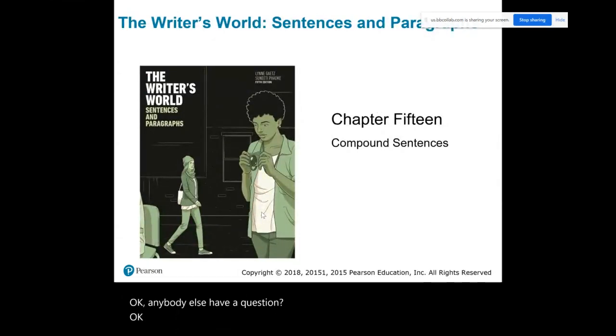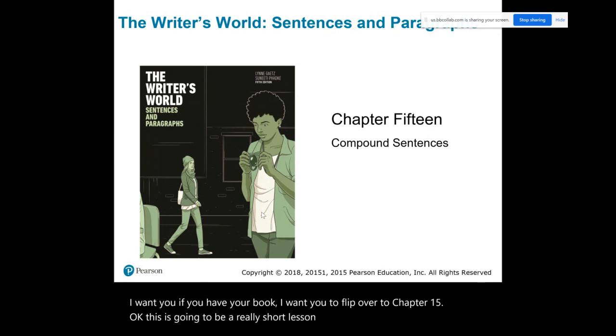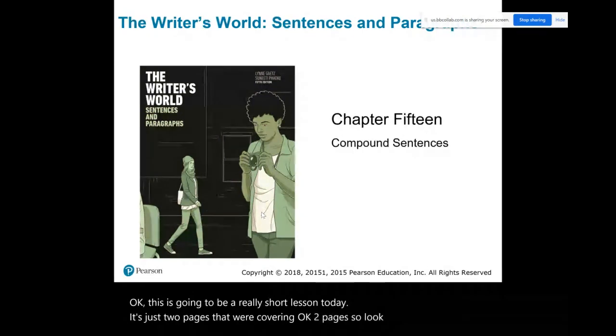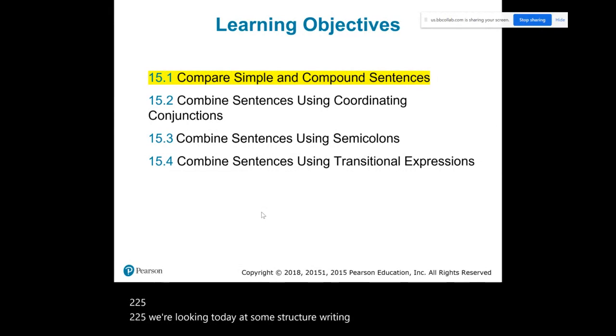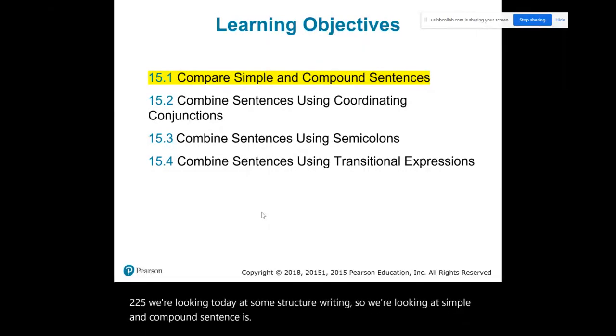Okay, guys, let's do our lesson for today. If you have your book, I want you to flip over to chapter 15. This is going to be a really short lesson today. It's just 2 pages that we're covering, okay? Look at page 225. We're looking today at some structure writing, so we're looking at simple and compound sentences.